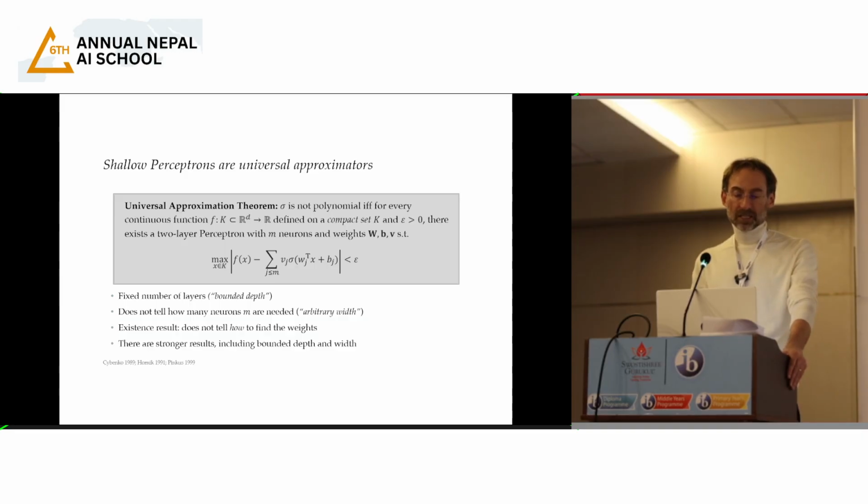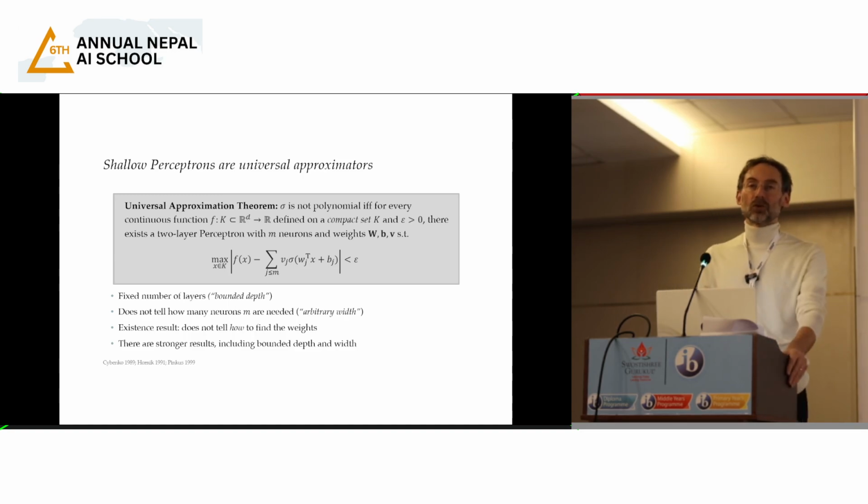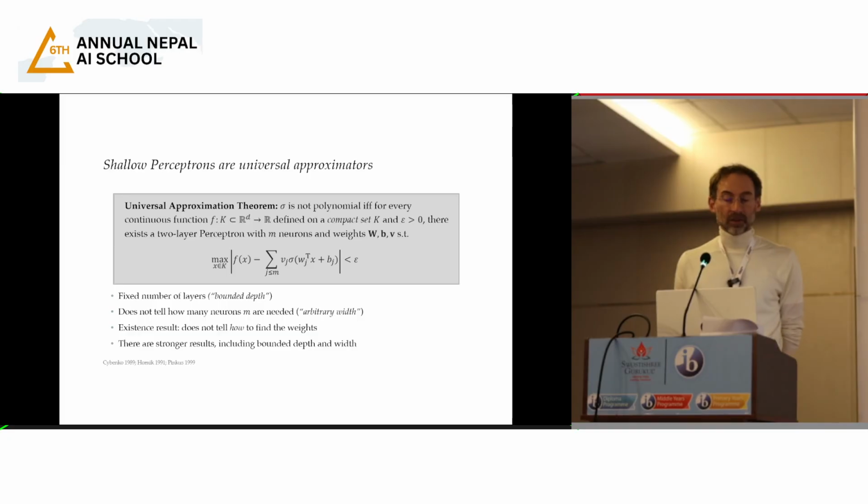So this is the formal statement of this result. It assumes a fixed number of layers, so this is bounded depth, but it has arbitrary width, right? So it doesn't tell you how many neurons you need. It also doesn't tell you how to find their parameters. So it's an existence result. It's not really a solution of the problem. And there are stronger results, so you can bound both the depth and the width. And again, that's why it's not a single result, it's a class of results.